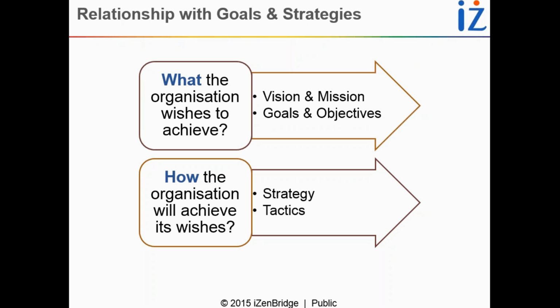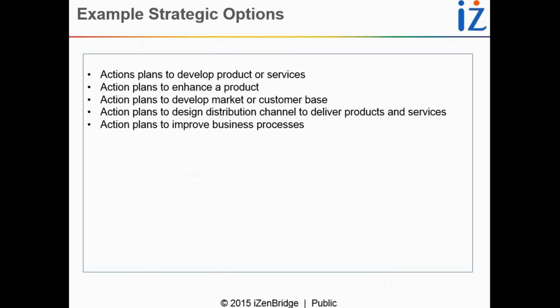So vision, mission, goals and objectives define what you want to achieve, and strategies and tactics define how you are going to achieve your wishes. For example, strategic options. Now, the organization needs to develop various strategic options to achieve goals and objectives. The organization needs to map different products and services with their markets. Now, market defines your customers.